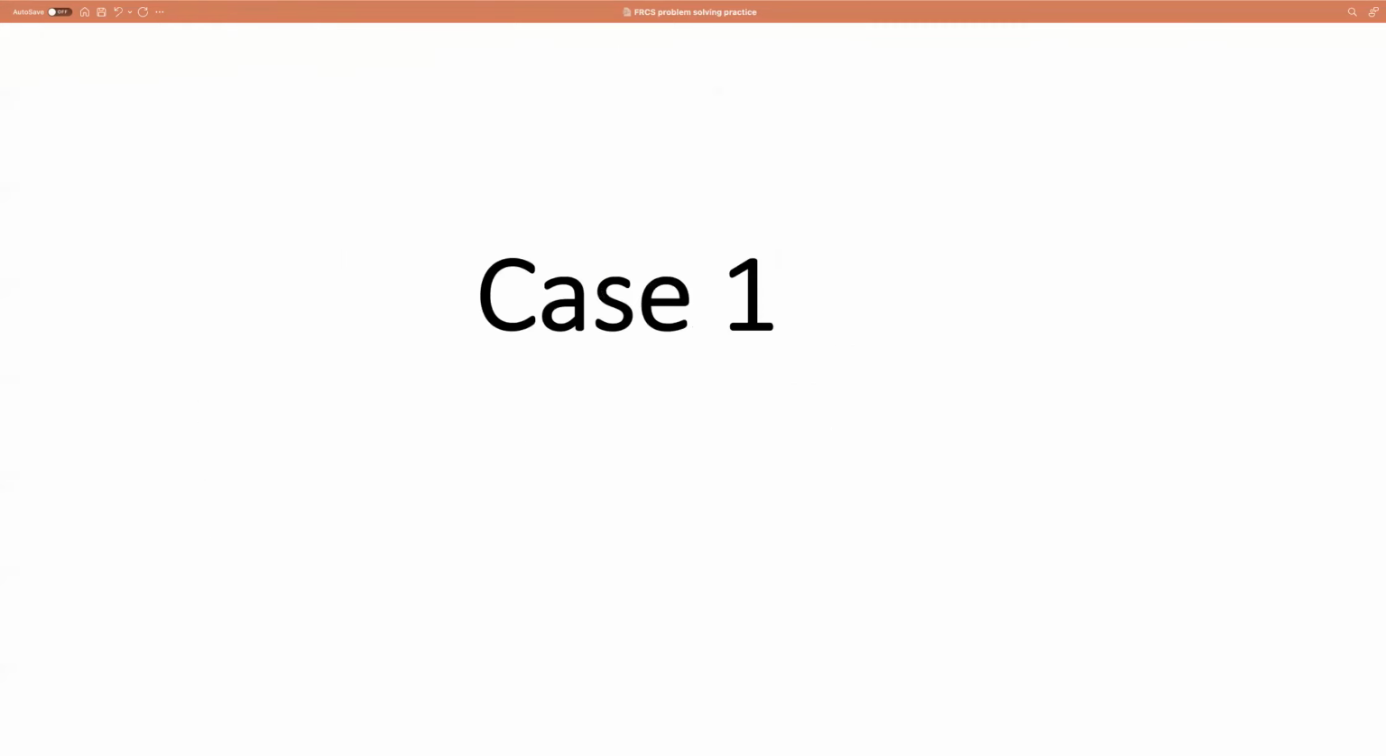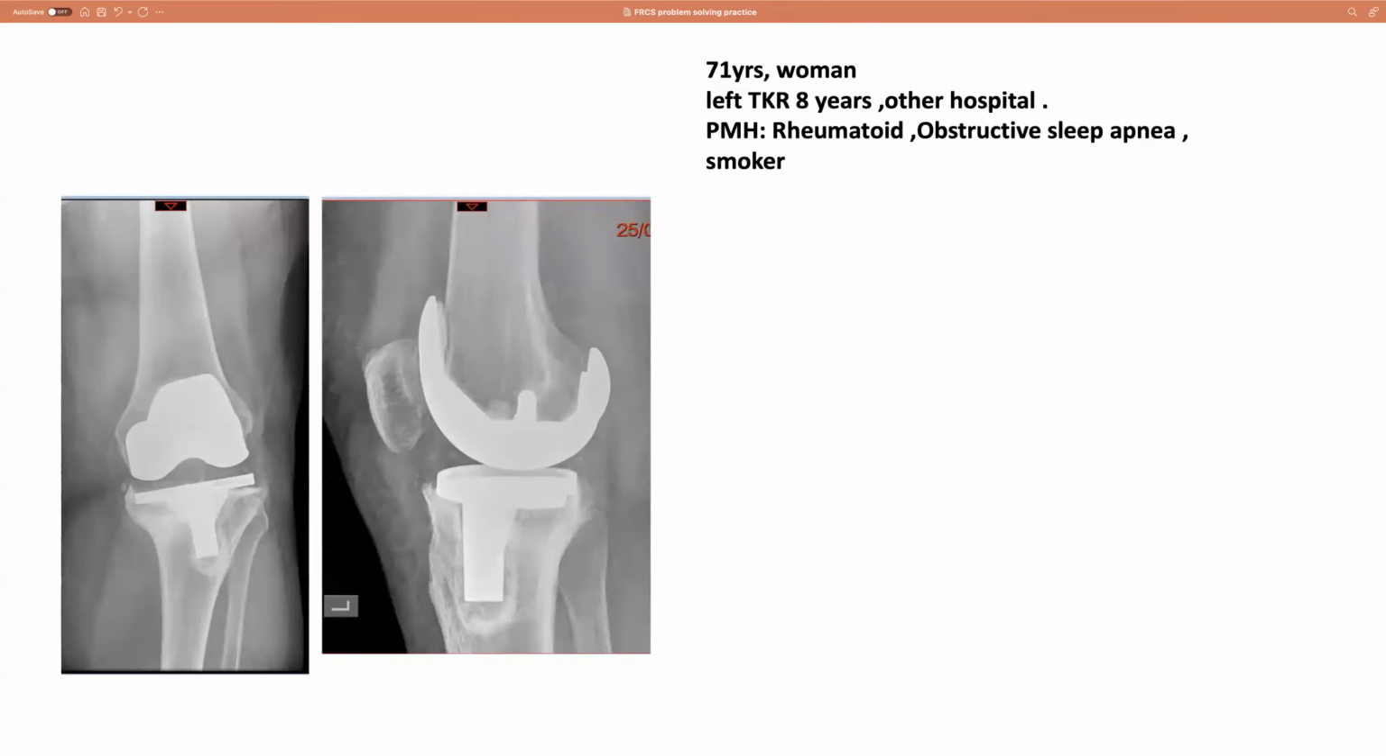Let's go. Case 1. 71 years old woman, left total knee replacement 8 years ago in another hospital. We don't have access to the operative notes. Past medical history: rheumatoid arthritis, obstructive sleep apnea. She's a smoker. Describe what you see.